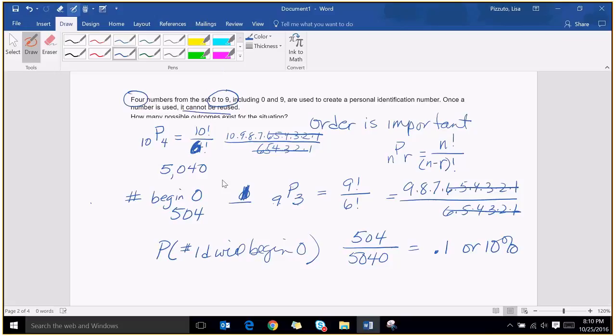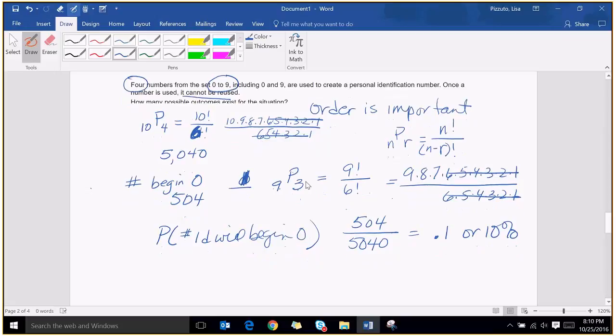Okay, do you see why order matters in this one versus the other problem? Yes.